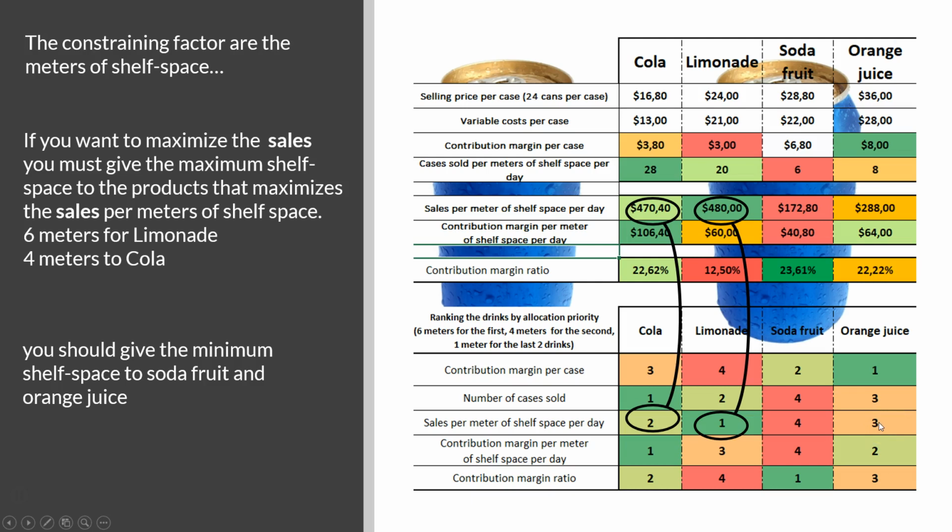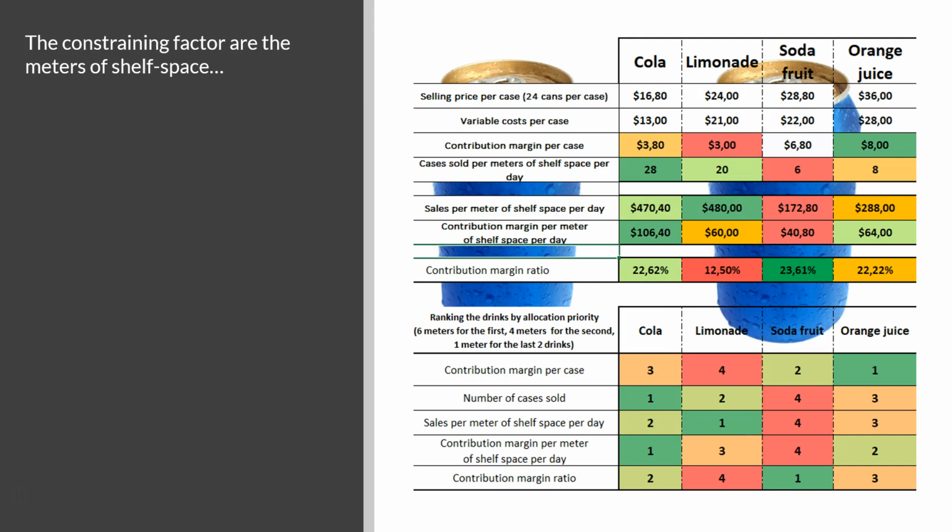Now, if you look at how we would allocate the shelf space for the drinks when we want to maximize the contribution margin, we get a different perspective. Now it's not the lemonade which has the highest contribution margin per meter of shelf space, that's the cola. And then the drink which ranks second will be the orange juice. So if we consider the orange juice, it will rank second. If we consider the cola, it will rank first. We will give the cola 6 meters. We will give the orange juice 4 meters.